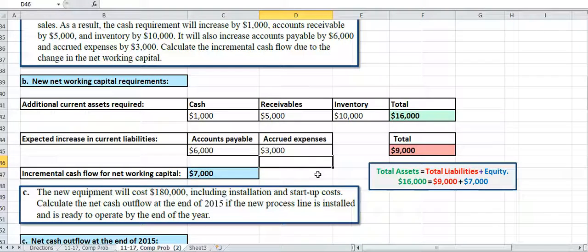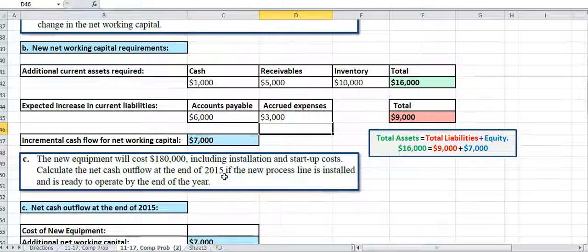Okay, so that's that. Now this is important because we're going to come back to this later in the problem, and I wanted you to understand what's happening here. So we're actually borrowing $7,000 more dollars, which is going to add to our liabilities and make our increase in current liabilities equal to our increase in current assets.